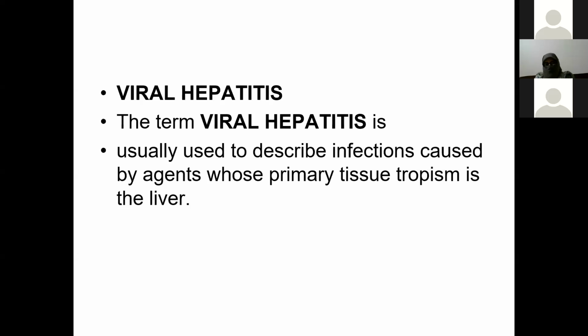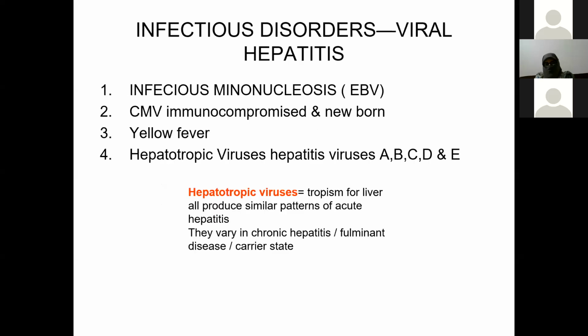Okay, so when we say viral hepatitis, there are a number of viruses which affect the liver, but there's a term called hepatotropic viruses. Okay, you guys able to appreciate this, hepatotropic virus. The hepatotropic viruses are those which usually affect only the liver and can cause hepatitis, that is, inflammation of the liver.